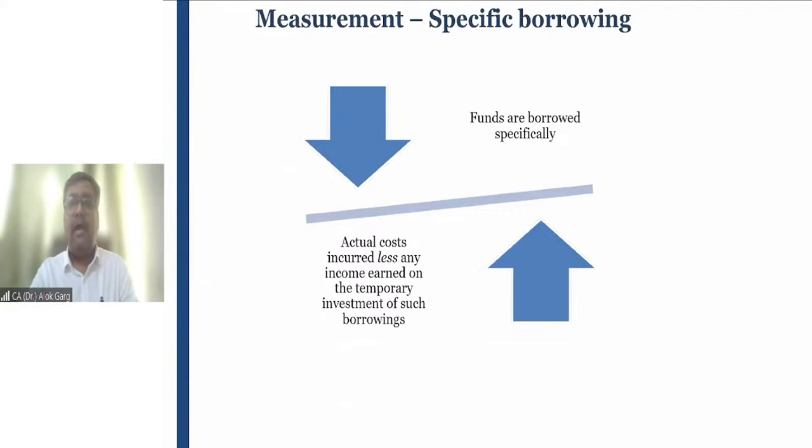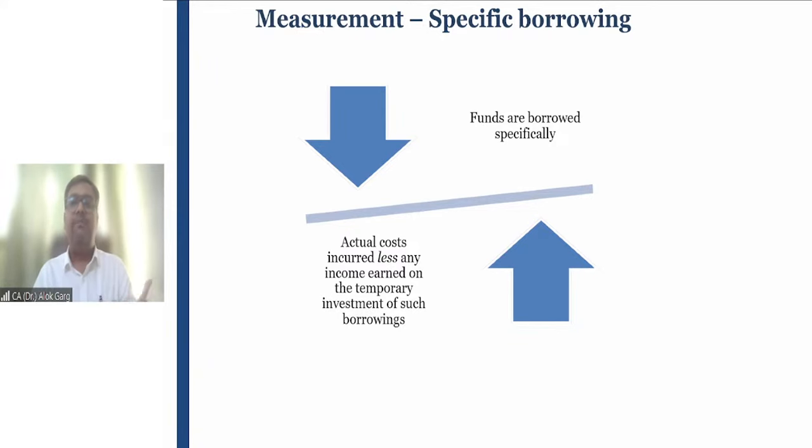And now the measurement part. We understood the meaning, we understood what a borrowing cost is, and what the elements of borrowing cost are. We understood the concept of effective interest rate. We understood the concept of interest on lease liability. We understood the concept of capitalization of exchange rate fluctuation in case of a foreign currency borrowing, right? We understood the recognition part.